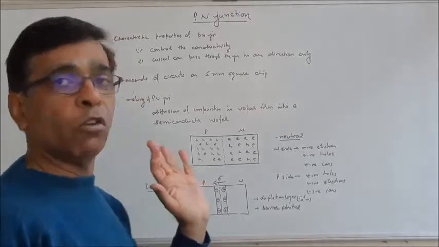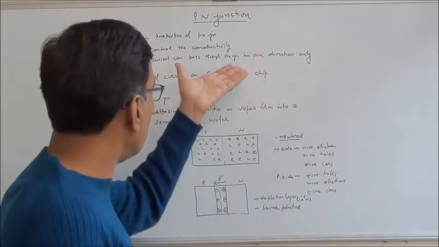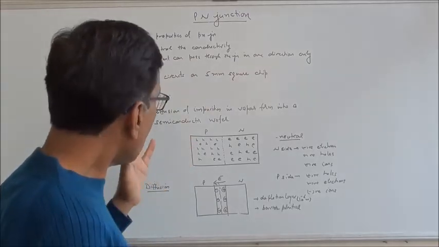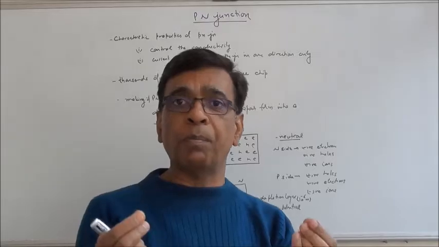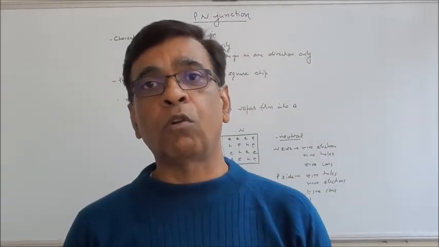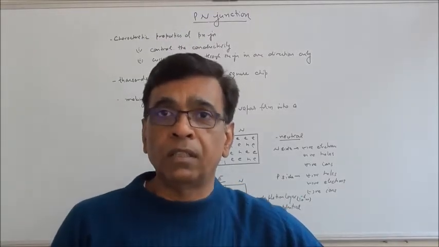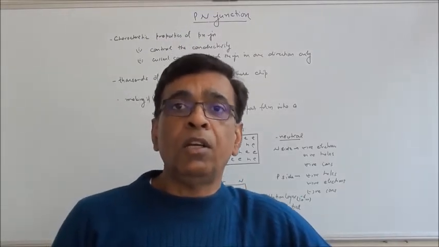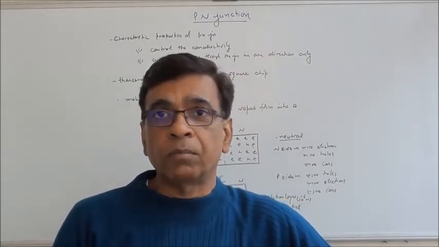Thousands of circuits can be made on just a 5 millimeter square chip. So very useful in that sense too. Now let us see how a PN junction is prepared. We cannot prepare it by just having P-type and N-type kept in contact. We need a single wafer of silicon or germanium and then diffuse it with the vapors of impurity atoms.